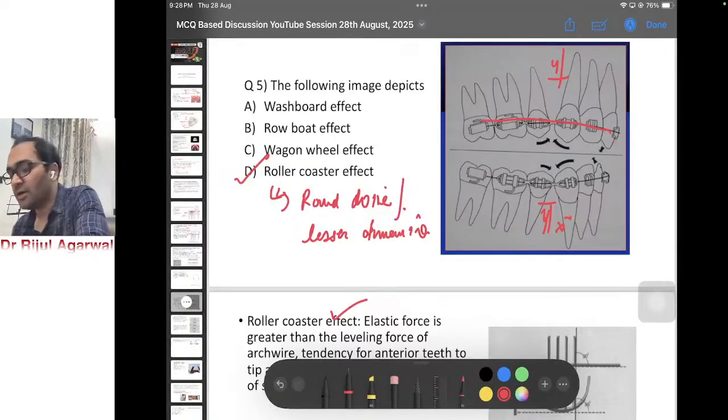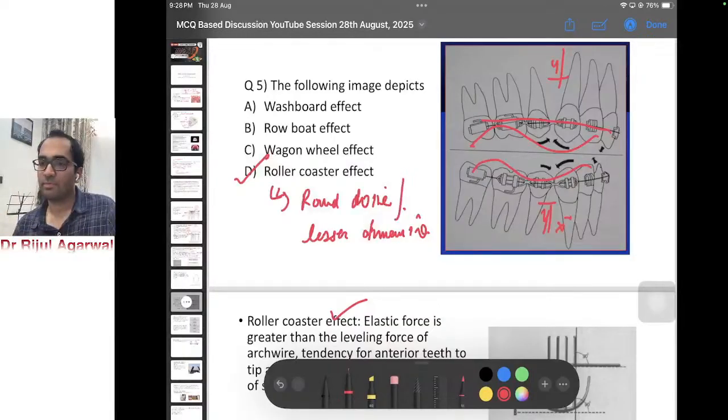So it will look like a roller coaster like this, known as a roller coaster effect. You can see with the arrows showing that the teeth here have bent, the anterior have tipped like this.